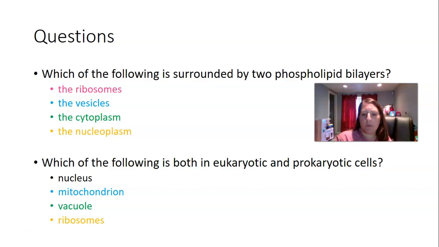Which of the following is both in eukaryotic and prokaryotic cells? Do they both have a nucleus? Do they both have mitochondrion? Do they both have vacuoles? Or do they both have ribosomes? What's present in both eukaryotic as well as prokaryotic cells?